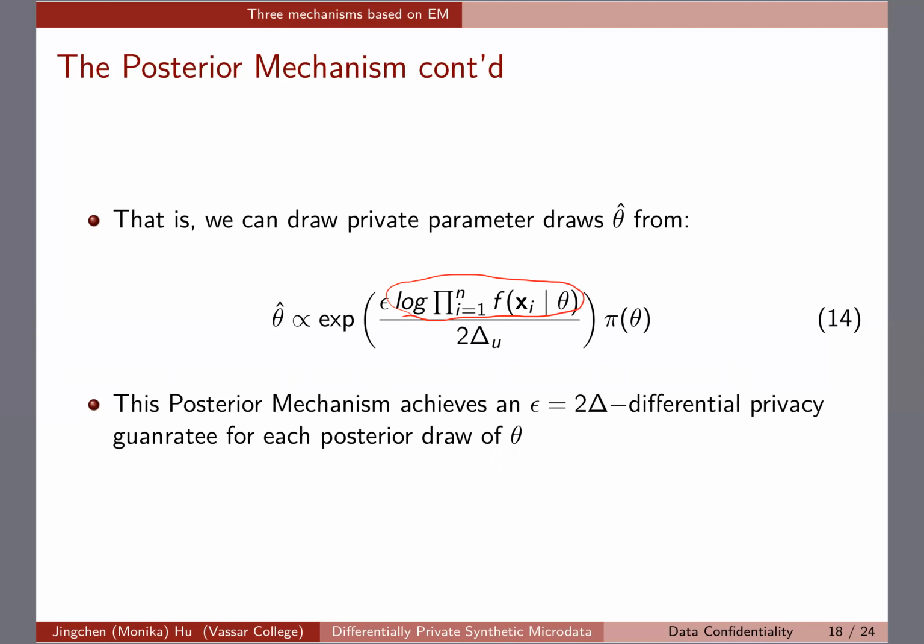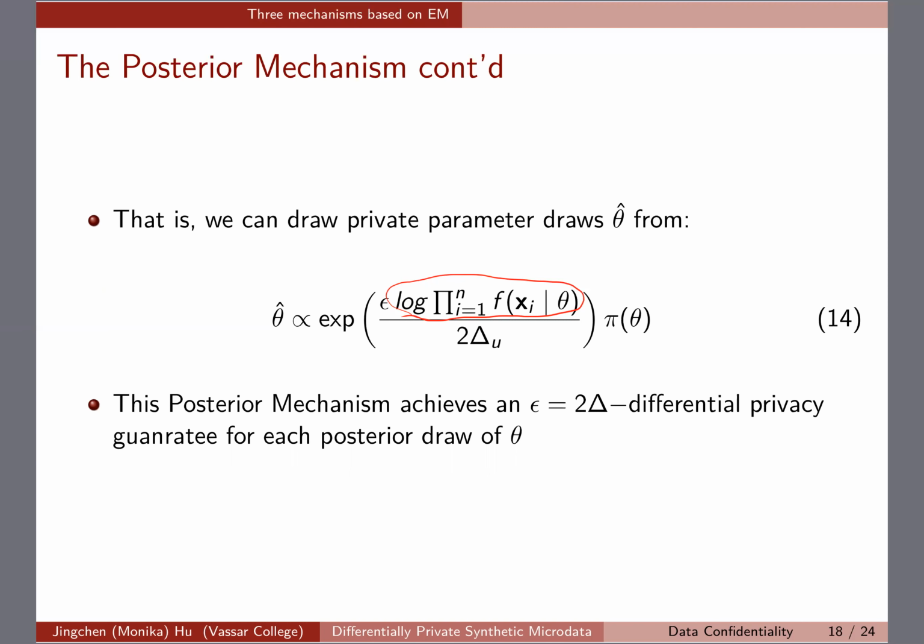So in practice, if you imagine what you're going to do, you will have to find the log likelihood function from the data set that you're working with, and then you plug that in to make your theta hat private, from the EM, the exponential mechanism. And they also prove that if you can satisfy all of this, the posterior mechanism achieves 2 delta, where 2 delta equals epsilon. Epsilon, remember, is still the privacy budget. So the privacy budget will become 2 times delta, guaranteed for each posterior draw of theta.